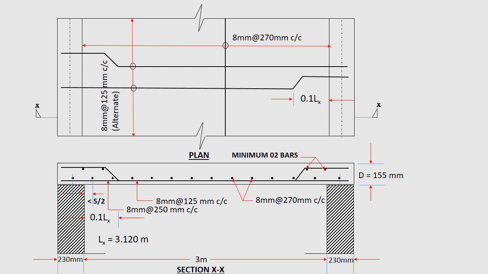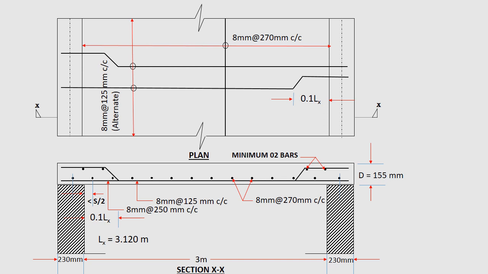The bottom reinforcement are 8 mm bars at the rate of 125 mm center to center, and these bars are bent up at a distance 0.1 lx from the support, where lx is 3.120 meter. These bars are provided, you just see the plan, in an alternate manner.